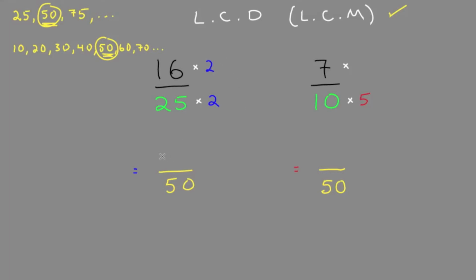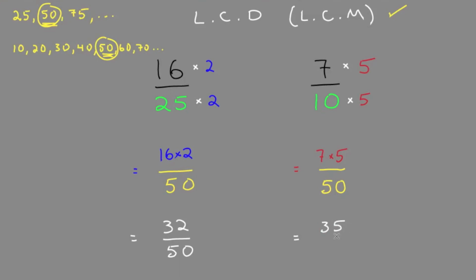We'll do that here. So we have to do 16 times 2 here. So we have 32 over 50. And we're going to compare that to the other one once we change the numerator on it. We had to multiply the bottom by 5, so that means we have to multiply the top by 5 to give us our numerator. 7 times 5 is 35.